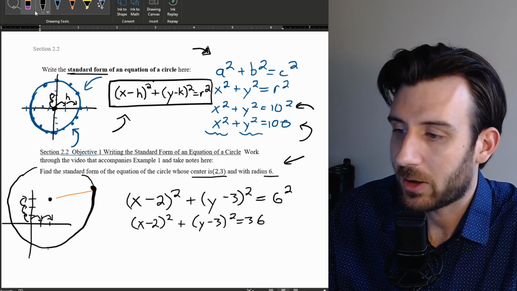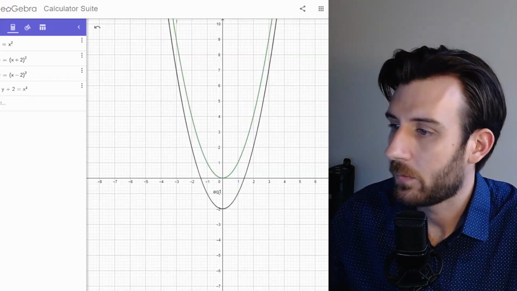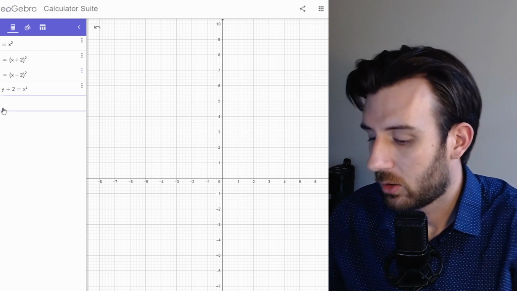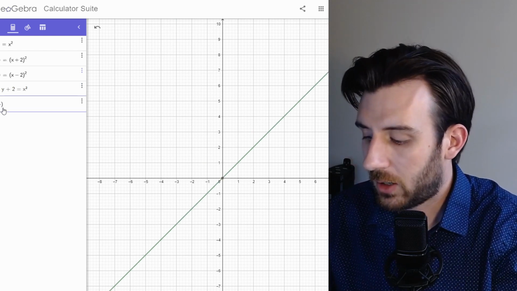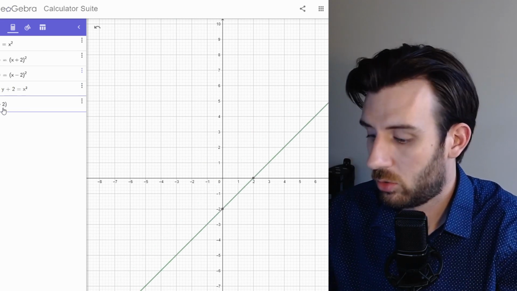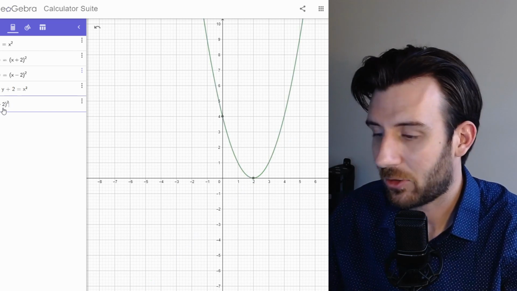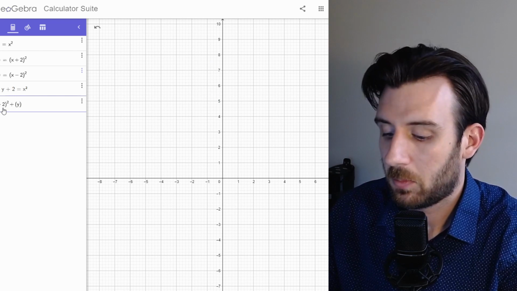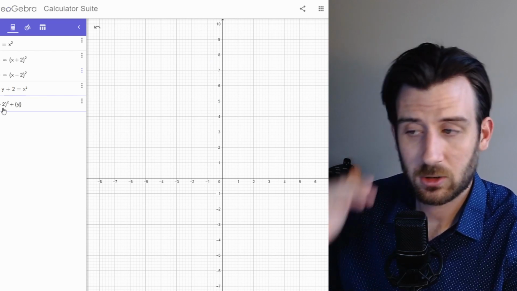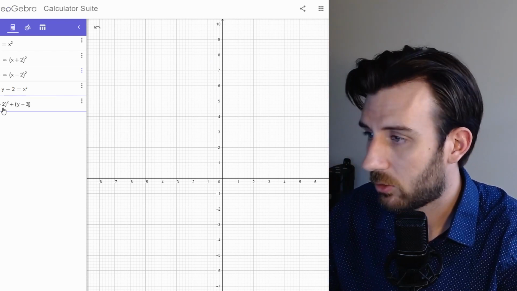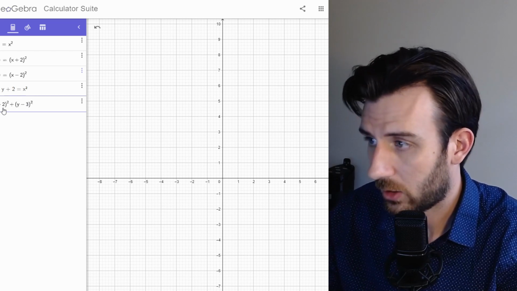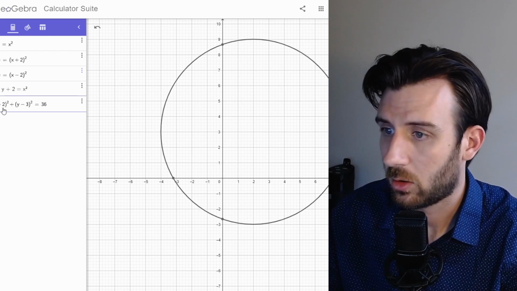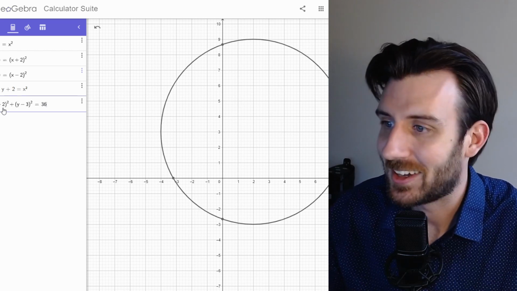Should we test it? Let's go back over to GeoGebra. All right, we'll clear all these away. So I have (x minus 2) squared. Let's look at how this transforms. This is pretty fun. We've got (y minus 3), because I needed to go up 3. Okay, (y minus 3) quantity squared, and then that equals 6 squared, or 36. And there's our circle. Isn't that just kind of fun?